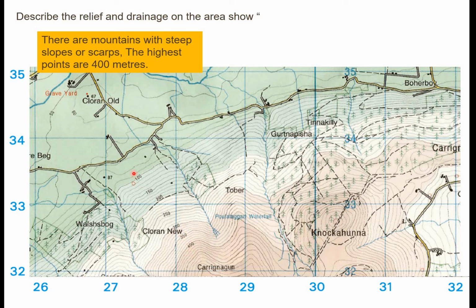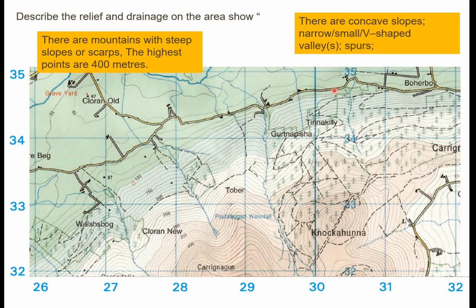So if you look at where my pointer is, we can see that we've got a pretty even gradient, and then a very steep gradient here. So it's getting really, really steep. So we can see the mountain starts at 100 metres there, or below, and then goes up to 400. I've got a higher point. Okay. There are concave slopes, V-shaped valleys. Here are the V-shaped valleys. And we've got spurs again here, just in here.